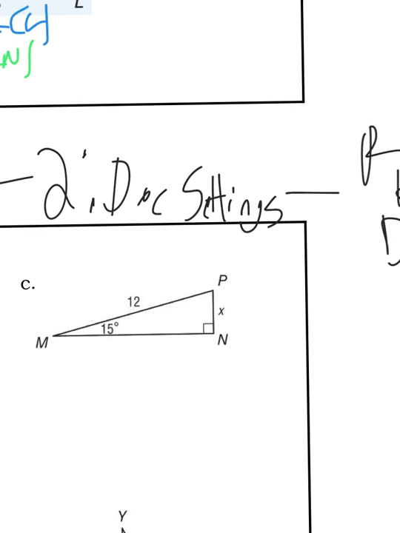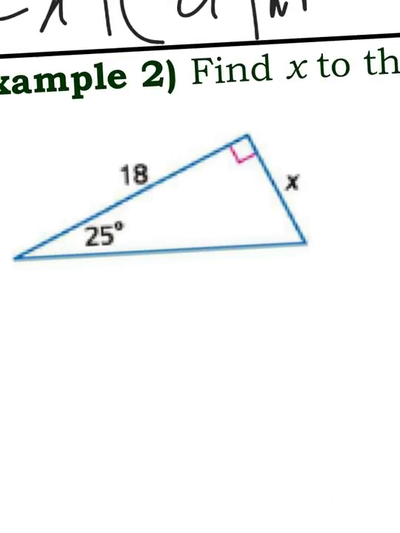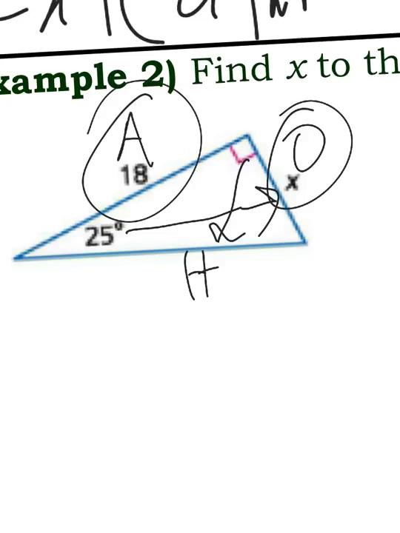Okay. Now let's set these up. Here I have 25. So 25 is looking at x, so that's the opposite. 18 is touching the 25, that's the adjacent. The reason why that's the adjacent and this side's the hypotenuse is because this side's opposite of the right angle. So I'm using the A and the O. There's nothing on the hypotenuse side.